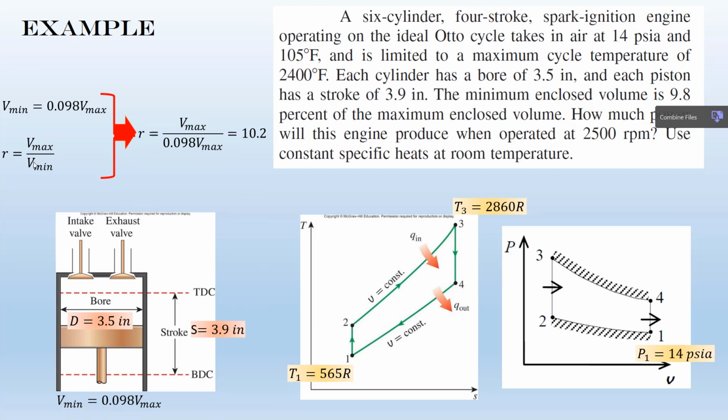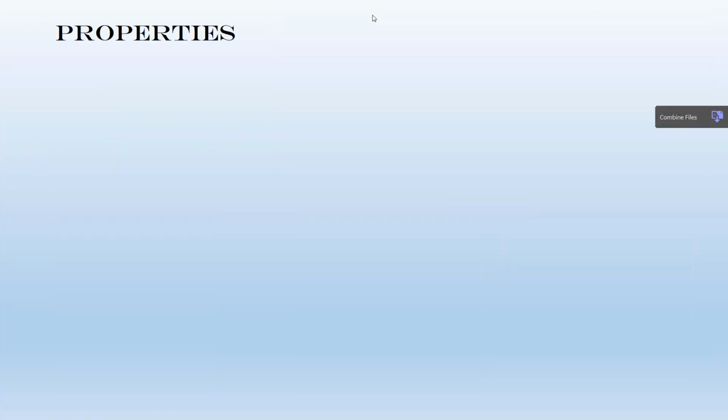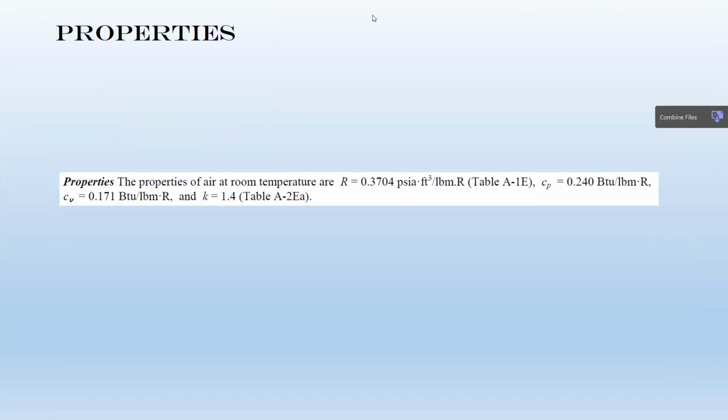We have also the compression ratio. Now, this is all available information, guys. Keep in your mind that we have also the RPM, and we know that this is the 6-cylinder. Now, the next step, we need to find the thermophysical properties. So we need to find the R, CP, CV, and also the K from the reference tables at room temperature.